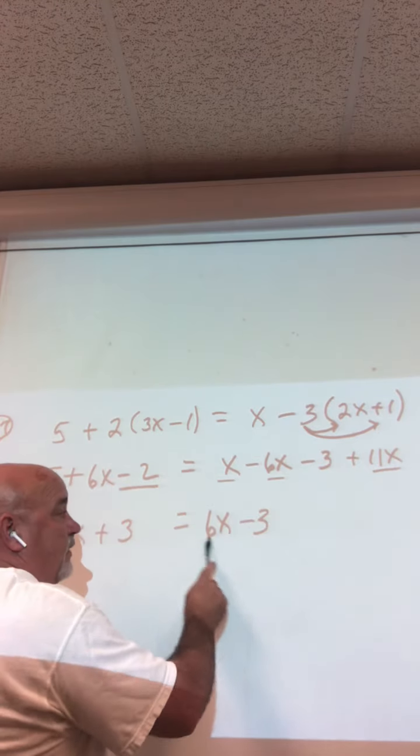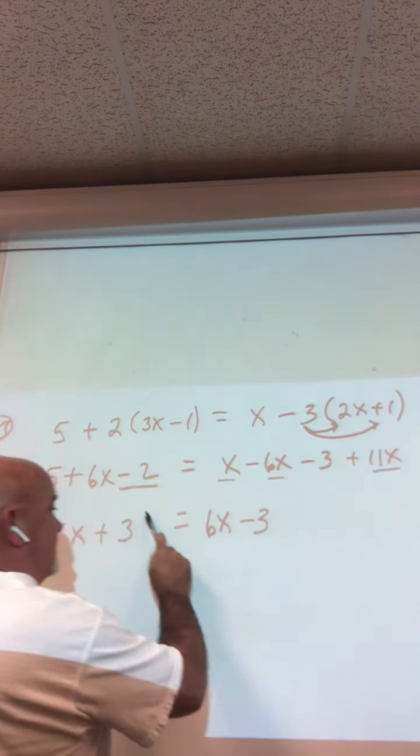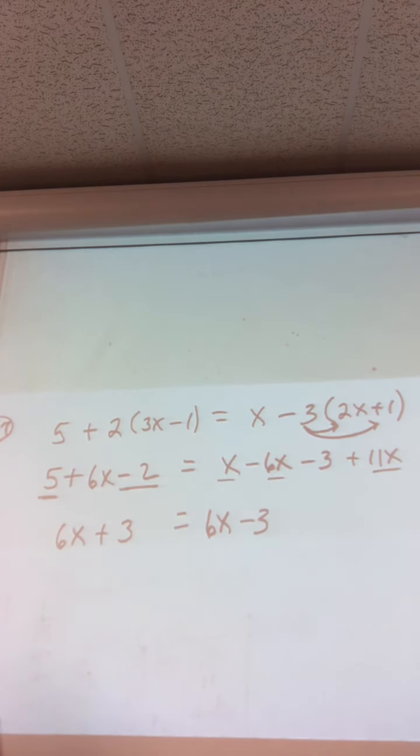But then you got to get rid of this 6x. So I'm going to put minus 6x and minus 6x. And when I do that, if you do it in one step, this is what it looks like. All right, this is the first time I've done it in one step, so let me say it again.